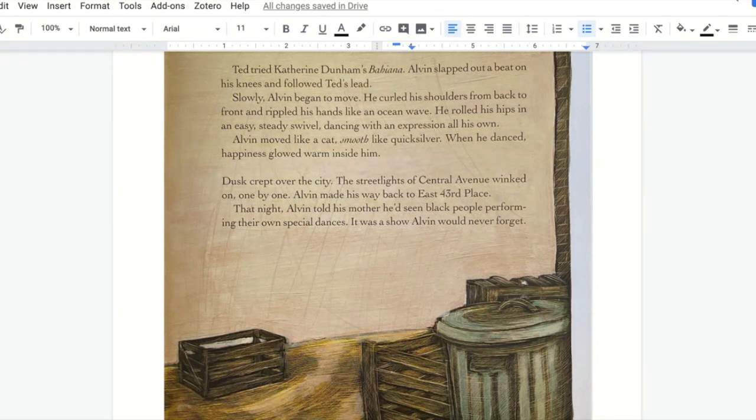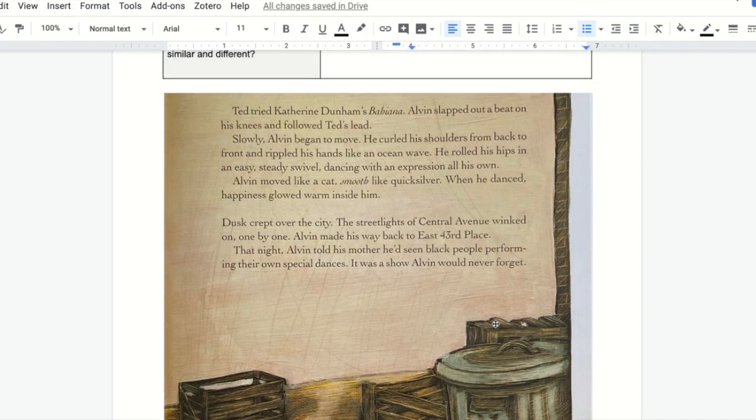Dusk crept over the city. The streetlights of Central Avenue winked on one by one. Alvin made his way back to East 43rd Place. That night, Alvin told his mother he'd seen black people performing their own special dances. It was a show Alvin would never forget.